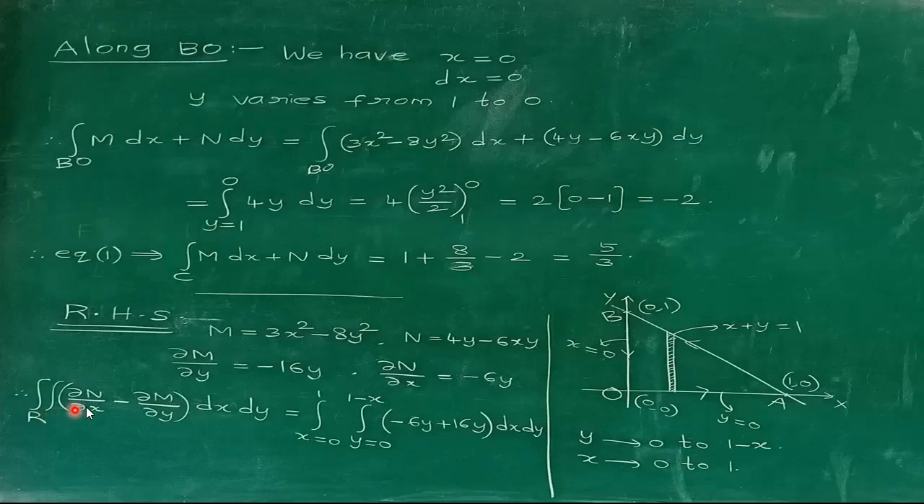Now therefore we have to find the double integral of (dou n by dou x minus dou m by dou y) dx dy, which is equal to the double integral of (minus 6y plus 16y) dx dy. What do we want? The region. To get the region, that is the limits of x and y, we have to draw the rough diagram. Already we have drawn it, right? Same diagram I have drawn here.